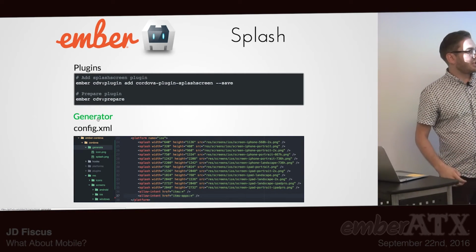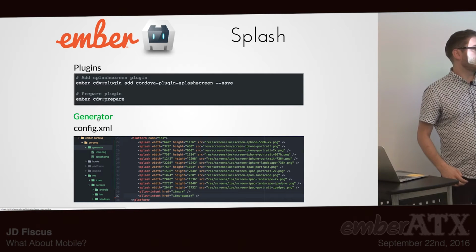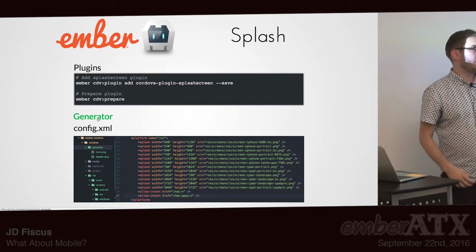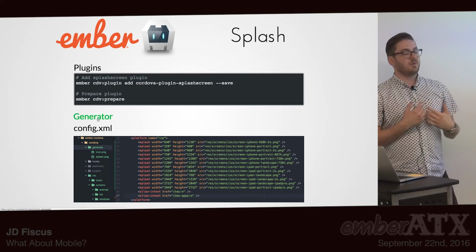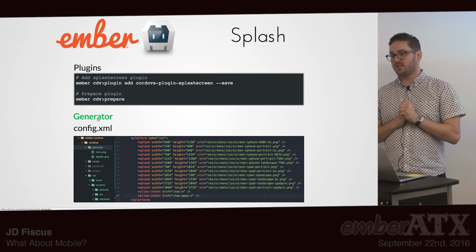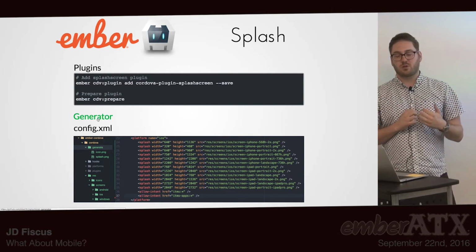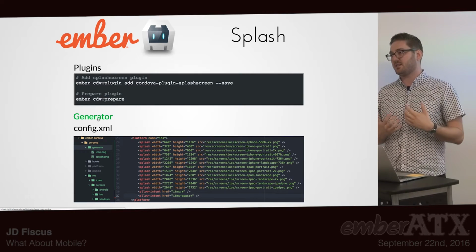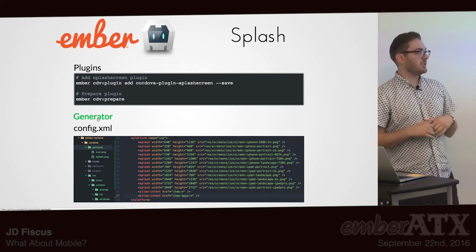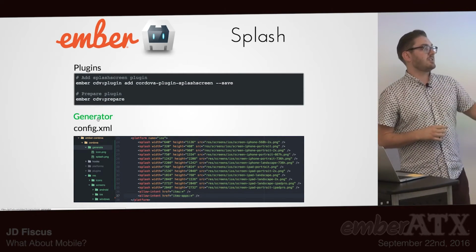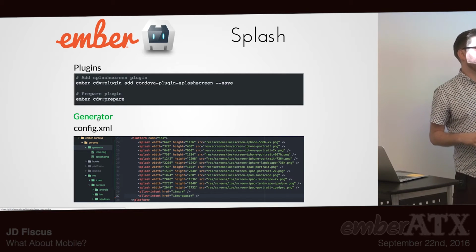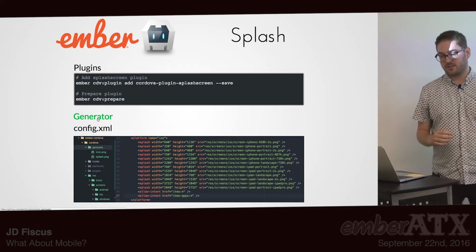What it'll do is it'll generate this folder for res icons, screens, and iOS. In this example, I'm only going to use the splash screen because ember-cordova actually has something called make icons, which is pretty awesome too. With this example, you're actually going to have to copy and paste the XML code into your config.xml.